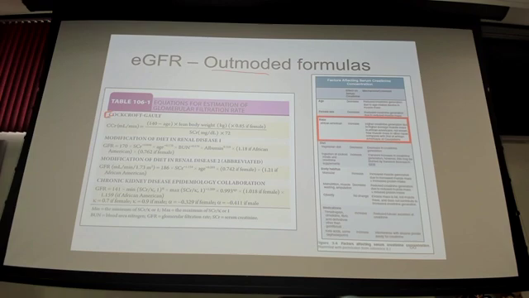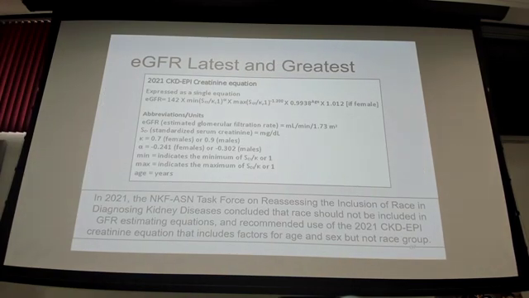Then they changed it to MDRD, modification of diet in renal disease. A really weird name for a formula, but that's what it's called, the MDRD equation. It became slightly more accurate. But ultimately, where we are now is this. And I bring this up so you understand GFR and why it's important.